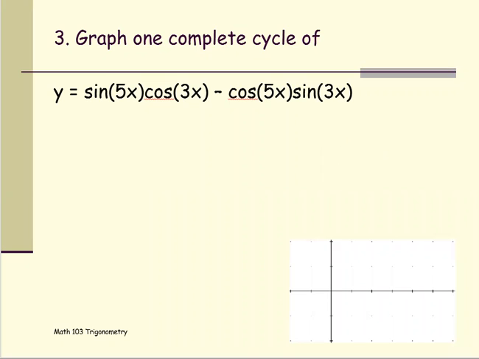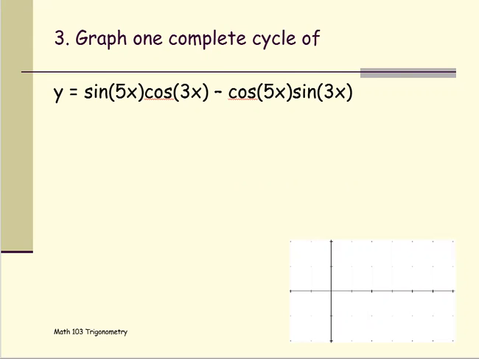In this example, we're going to graph one complete cycle of the function y equals sine of 5x times cosine of 3x minus cosine of 5x times sine of 3x. As you see, the problem is given in a complicated form, so we are going to use the sum or difference formulas to rewrite this expression into one single trig function before we sketch the graph.